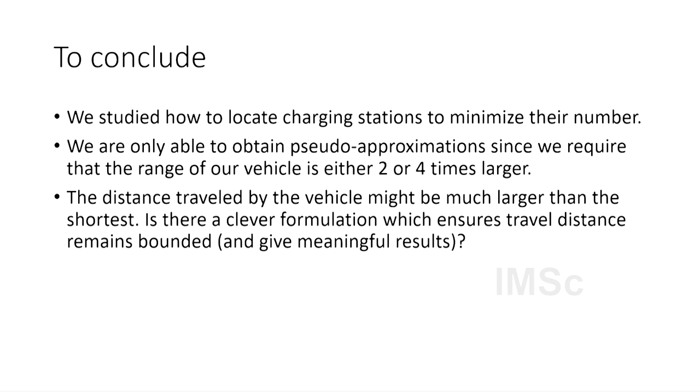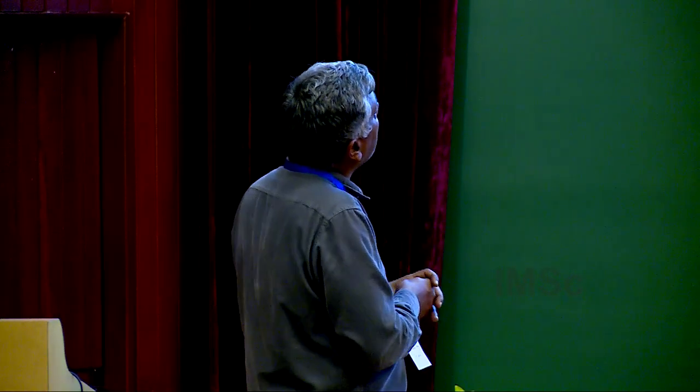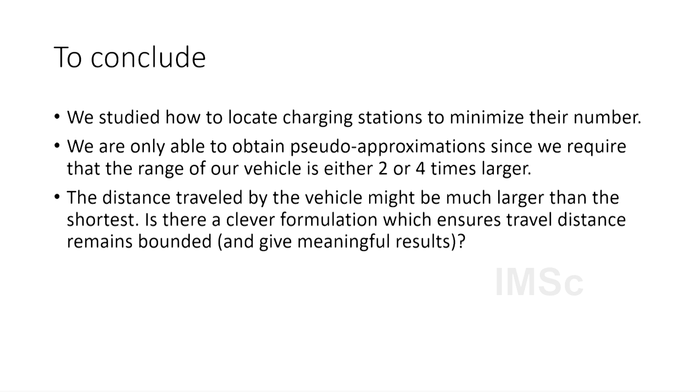Okay, so I'm going to stop now. What I've shown you is a new set of problems that we sort of stumbled upon, locating these charging stations. We do not know of a lot of prior work on this. Much of the work has been done in the experimental community, where they have some heuristics, but not in the TCS community. The unsatisfying part is that we are only able to obtain these pseudo approximation algorithms, so we have to increase the range of the vehicles to get any meaningful numbers.